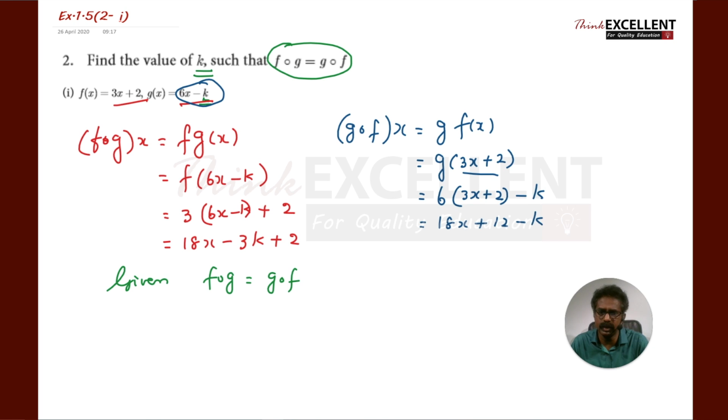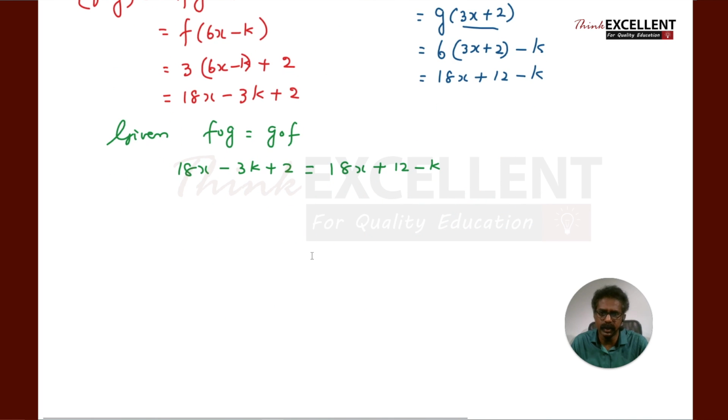What is the F composition G value? This is F composition G. So 18x minus 3k plus 2 is equal to G composition F. That is 18x plus 12 minus k. Can you find anything to cancel here? On both sides, you can find 18x, right? So this 18x and this 18x cancel. Once you cancel these two, what do you get as the remainder? Minus 3k plus 2 is equal to 12 minus k.